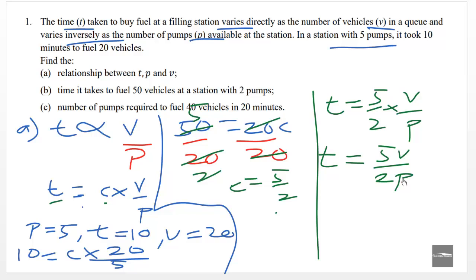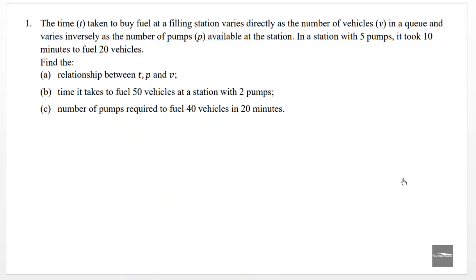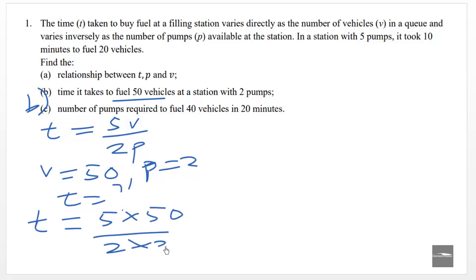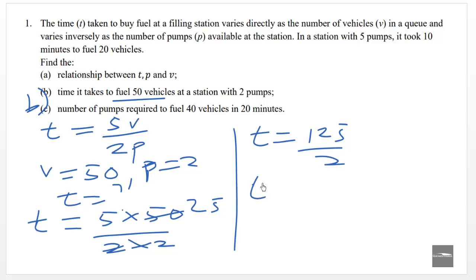Now let's proceed to the B part of the question. The time it takes to fuel 50 vehicles at a station with 2 pumps. So we had this relation from part A. Now V is given as 50, then P is given as 2. We don't know T, so we substitute to get 5 times 50 over 2 times 2. So 2 goes into 50 25 times. 5 times 25 will give us 125 over 2. So T will be equal to 62.5 minutes.